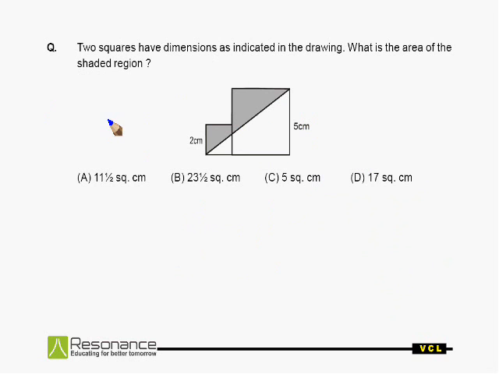Next question. Two squares have dimensions as indicated in the drawing. What is the area of the shaded region? So here we have two squares, the small square of side 2 centimeter and the big square of length 5 centimeter, and we have to find the area of this shaded portion.